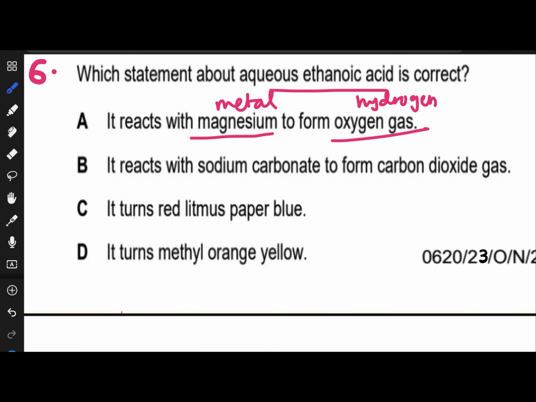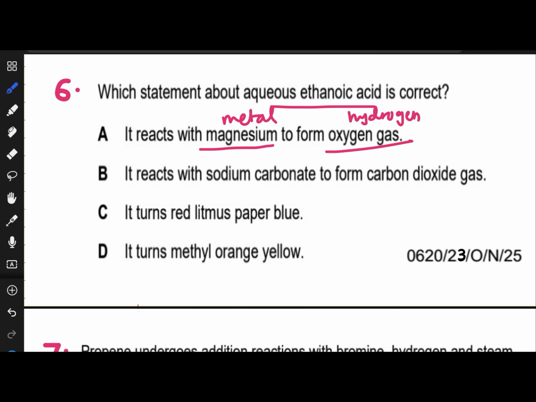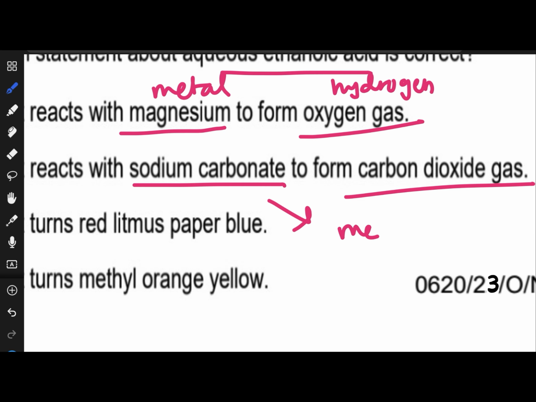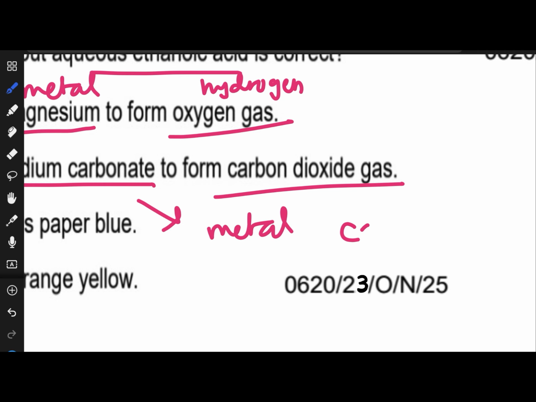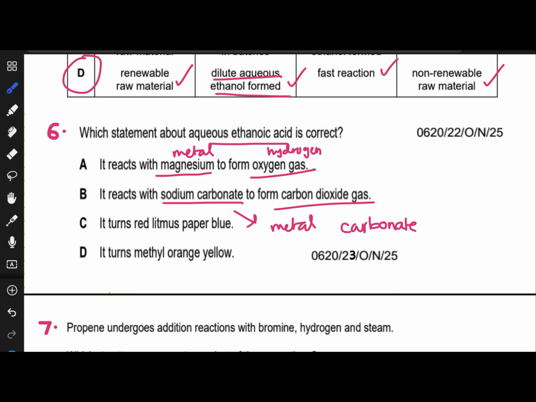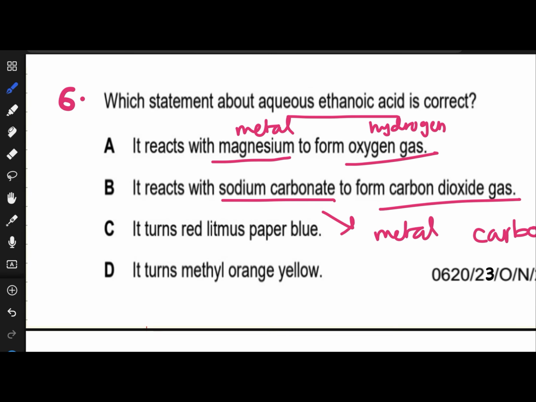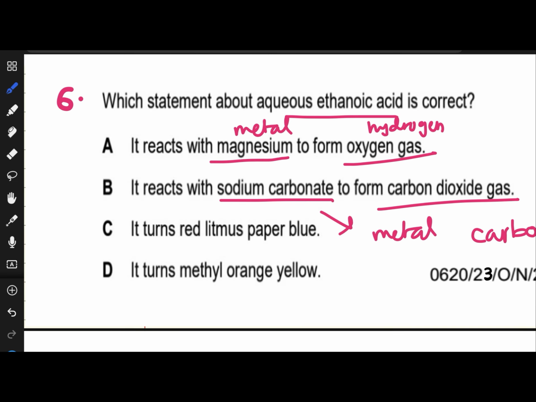Now let's talk about option B. It reacts with sodium carbonate to form carbon dioxide gas. Sodium carbonate is a metal carbonate, and whenever there is a reaction between a metal carbonate and an acid, the gas produced is always carbon dioxide. Option C says that it turns red litmus paper blue.